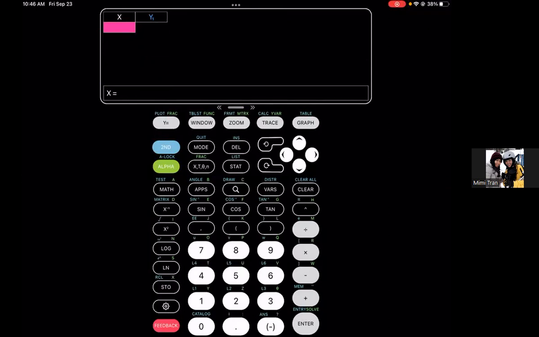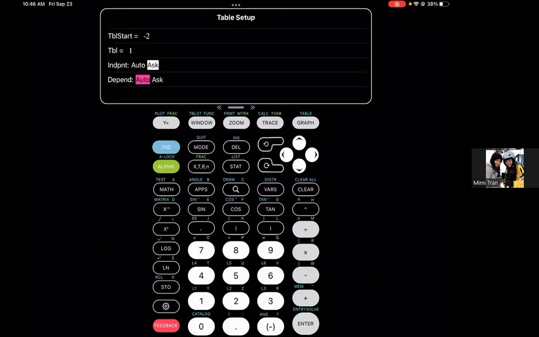Now, I don't know how your table set is, but I want to input x and then have it spit out y, right? So go to second window, in table set. You're going to put your cursor over ask for independent, and press enter, and then put your cursor over auto for dependent, press enter, and leave it like that for the rest of your life, right? Because you want to input x and then it'll tell you what y is.